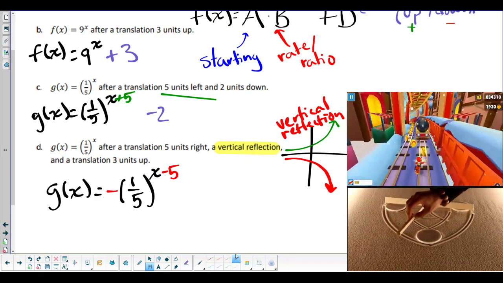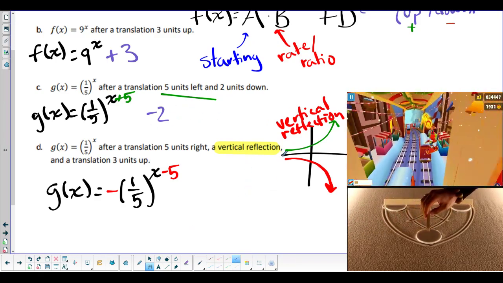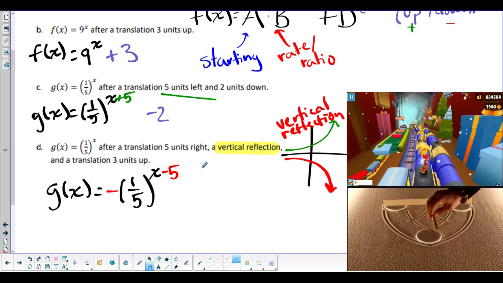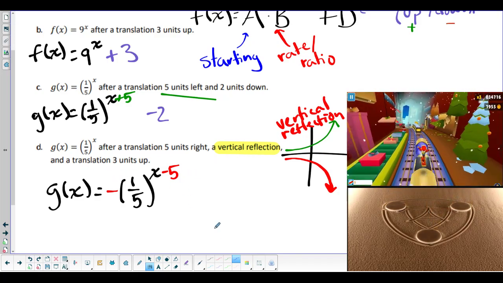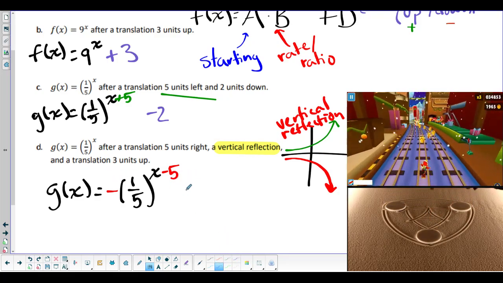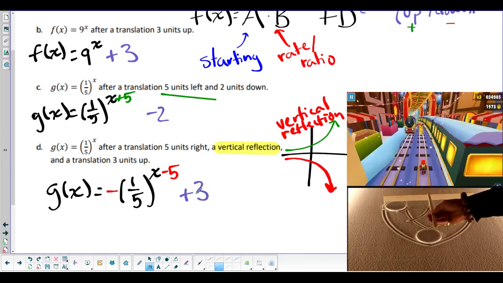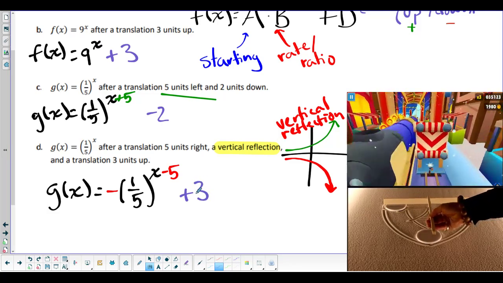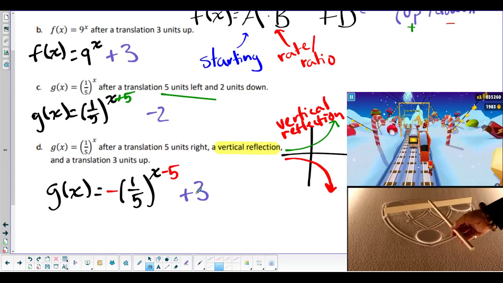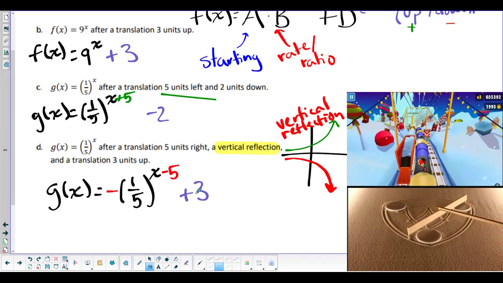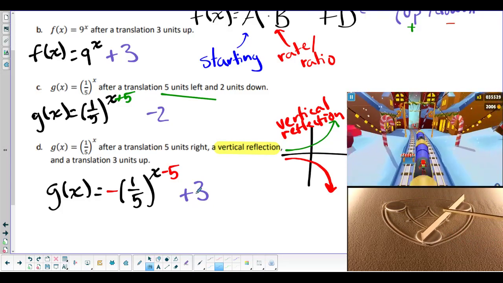But it doesn't necessarily change the starting value. It just moves it down and makes it go down like this. And then finally, we have a translation 3 units up. That means plus 3 at the end. Okay? And that's it. There's module 3, topic 1, all about exponents, their graphs, how you set up the equations and stuff.